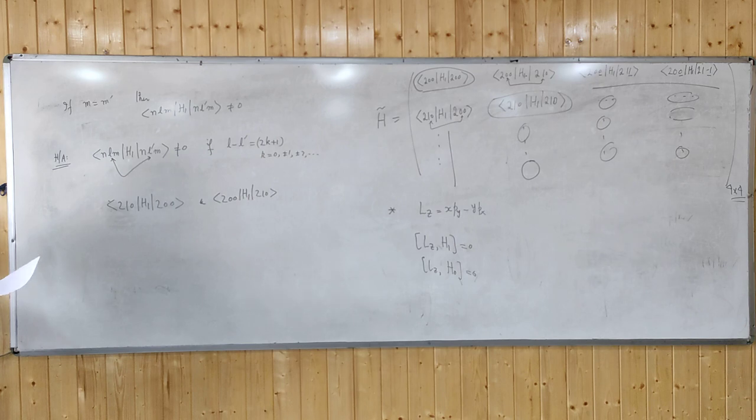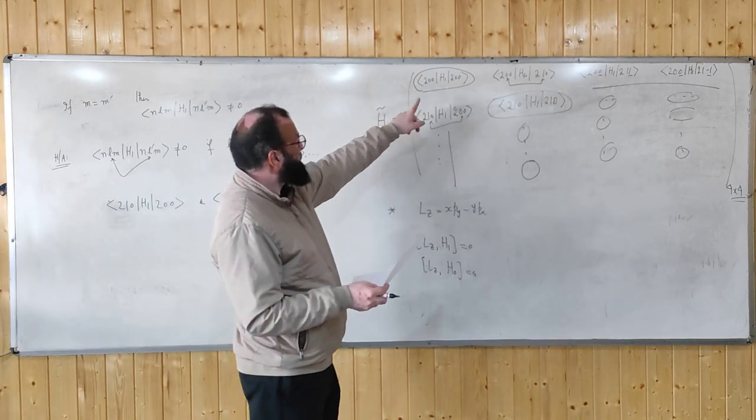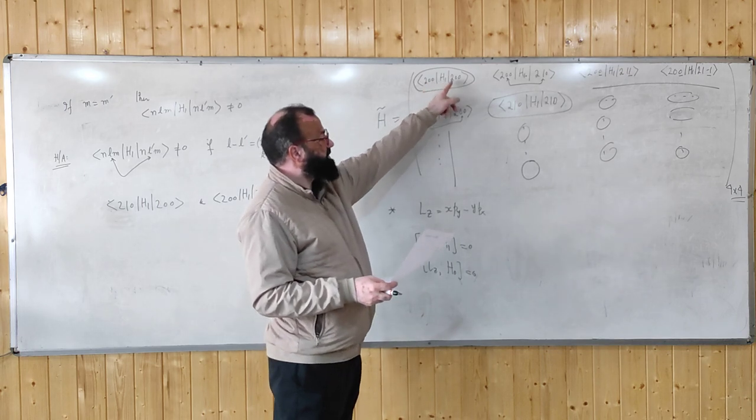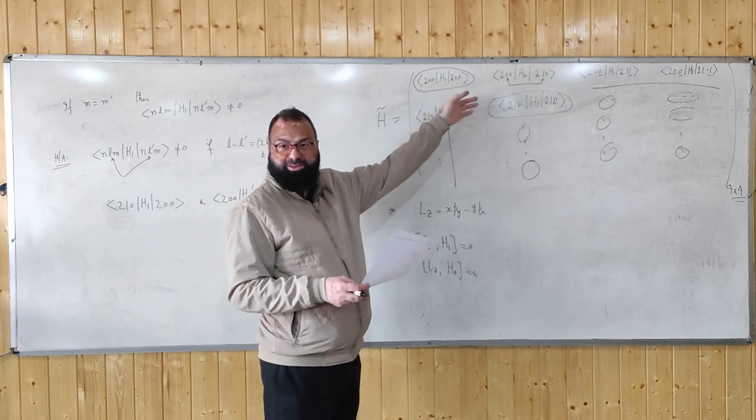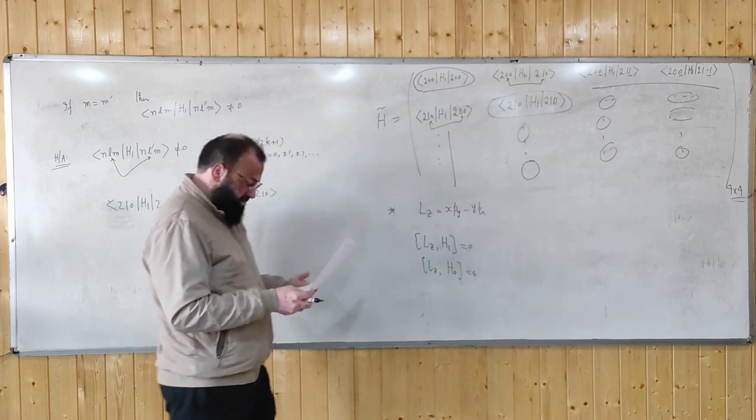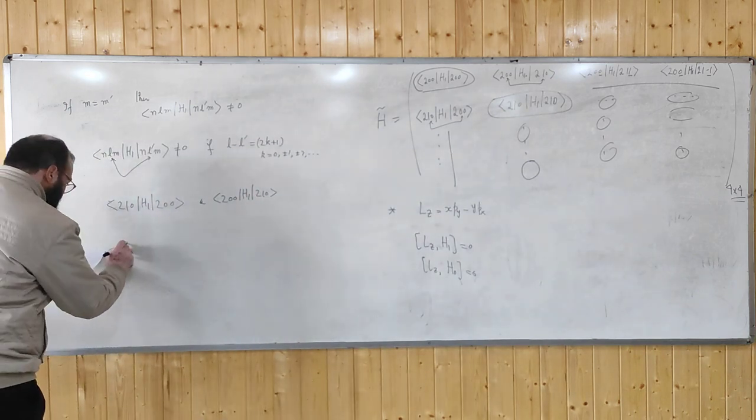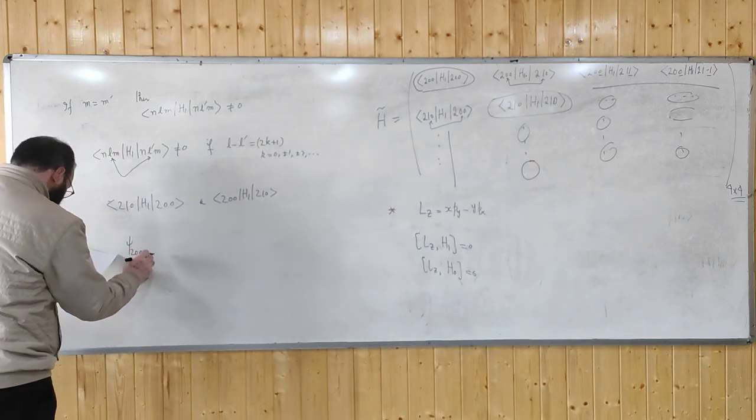Okay, if you are not satisfied with this kind of definition, just expand this object. Write this ⟨2,0,0|H1|2,0,0⟩, this expectation value. Okay? So you'll get the value equal to 0. So let me write the wave function. So you are having psi 2,0,0.